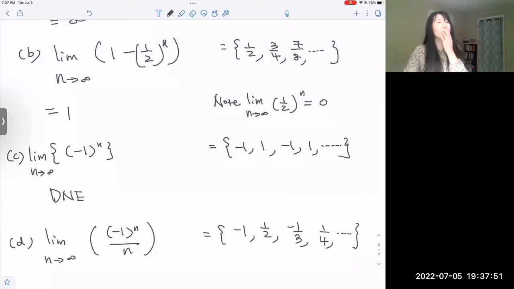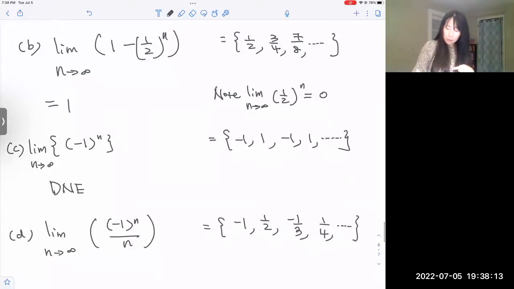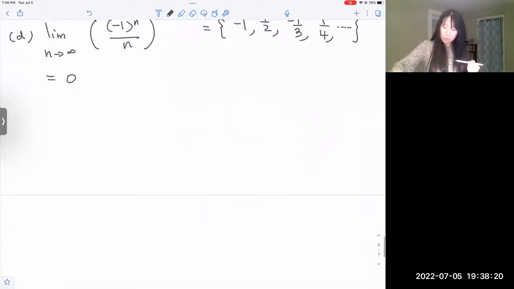Is it approaching 0, or does it not exist? It approaches 0 because the numbers are getting smaller. Yeah, even the negative numbers are also getting closer to 0. So let me show you the picture. Okay, so this is going to 0.